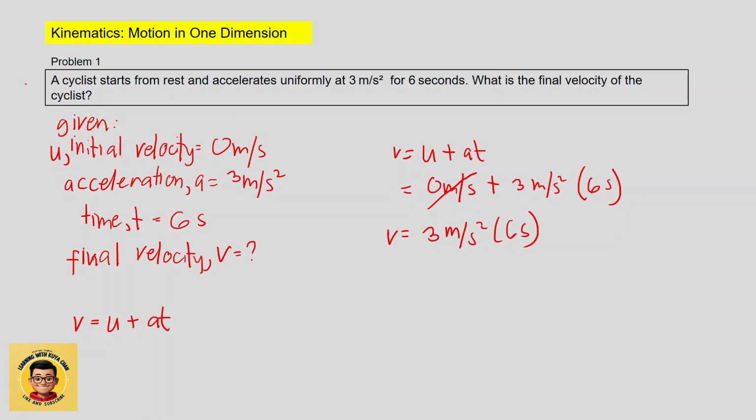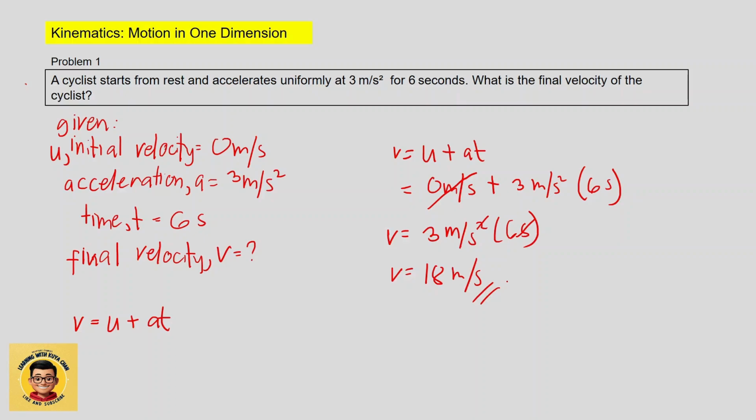So we will be canceling the seconds. So our final answer would be 3 times 6, which is 18 meter per second. So the final velocity of the cyclist, who accelerated uniformly at 3 meter per second squared for 6 seconds, is 18 meter per second.